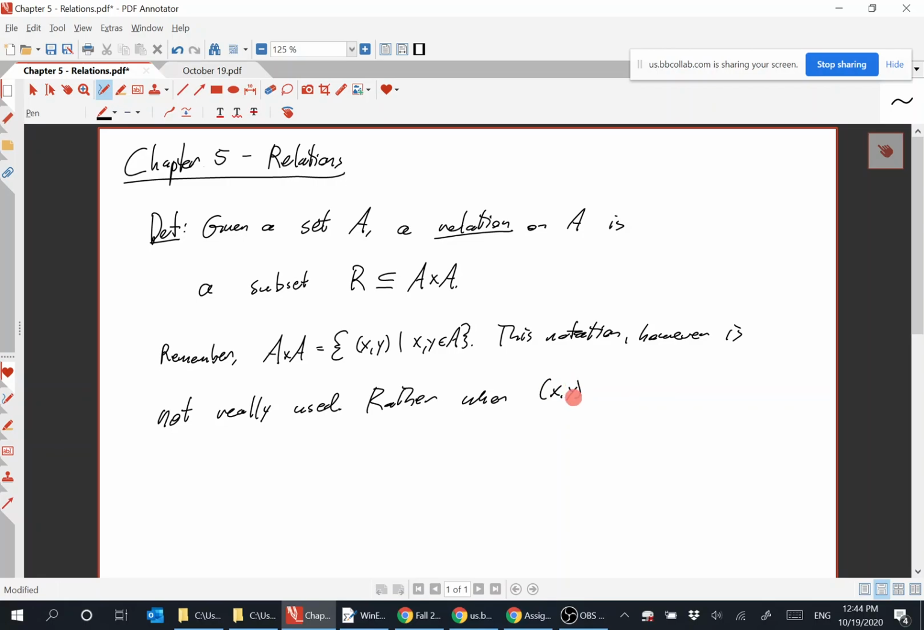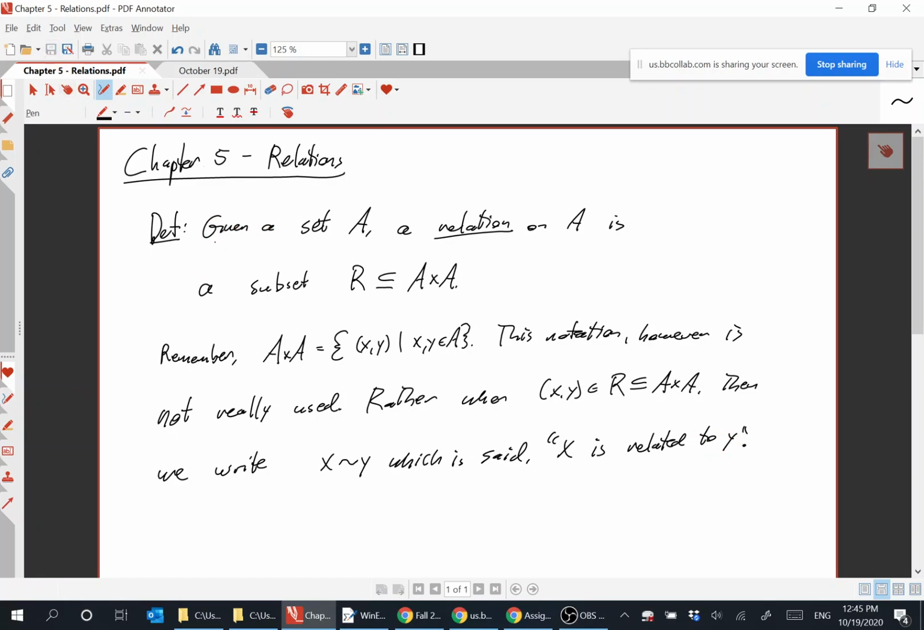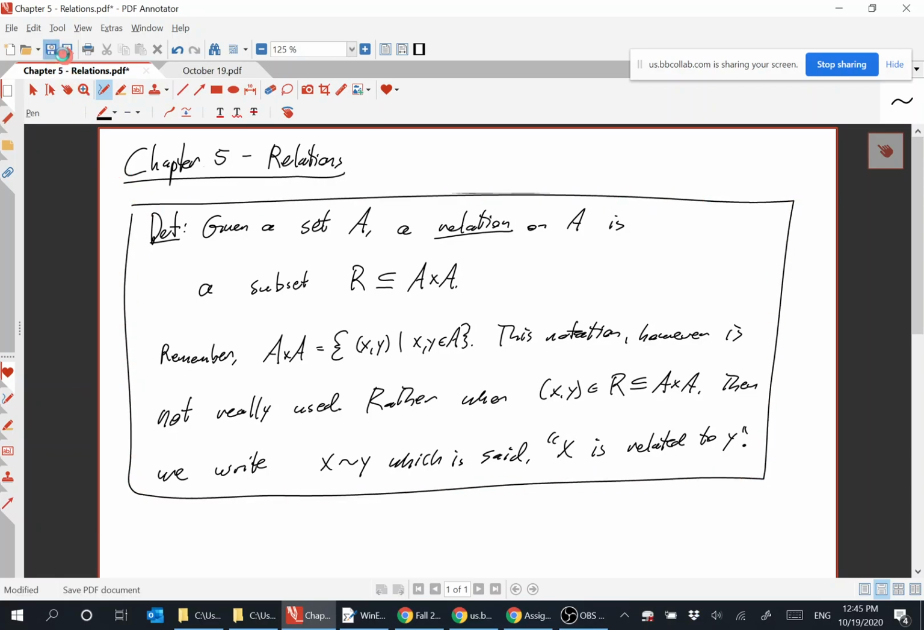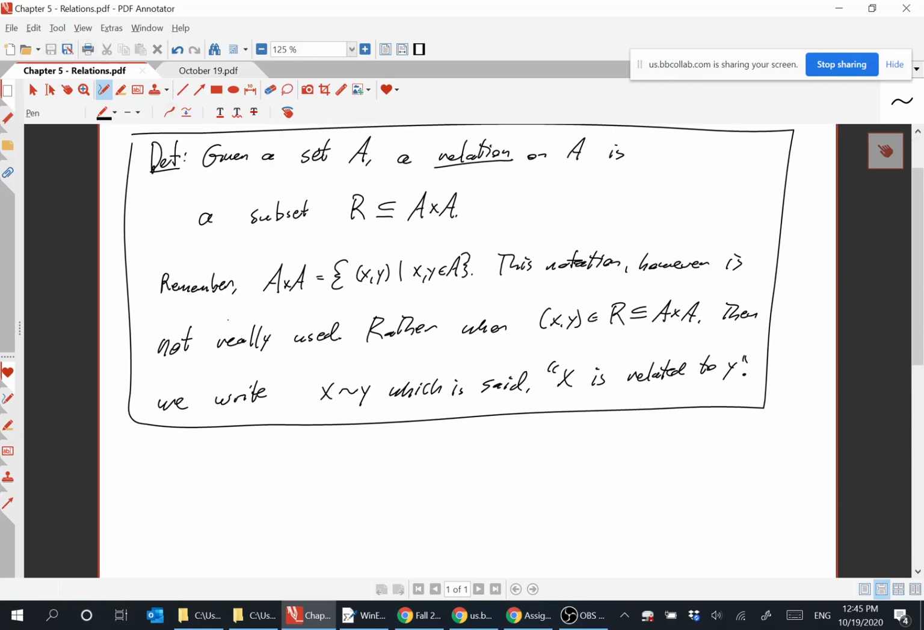Rather, when (x, y) is an element of R, which is a subset of A cross A, then we write x is related to y, and we use this twiddle thing here, which is said x is related to y. By the way, this is a definition. Okay, you gotta spend time with it. You have to spend time with the definitions. Get to know the definitions.